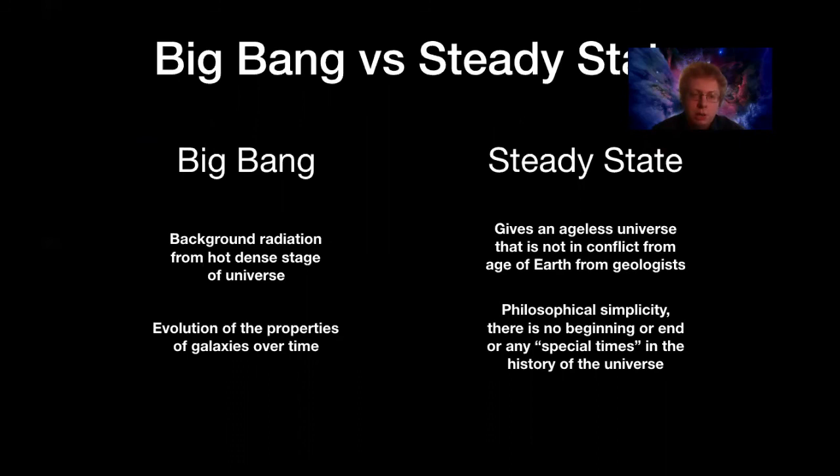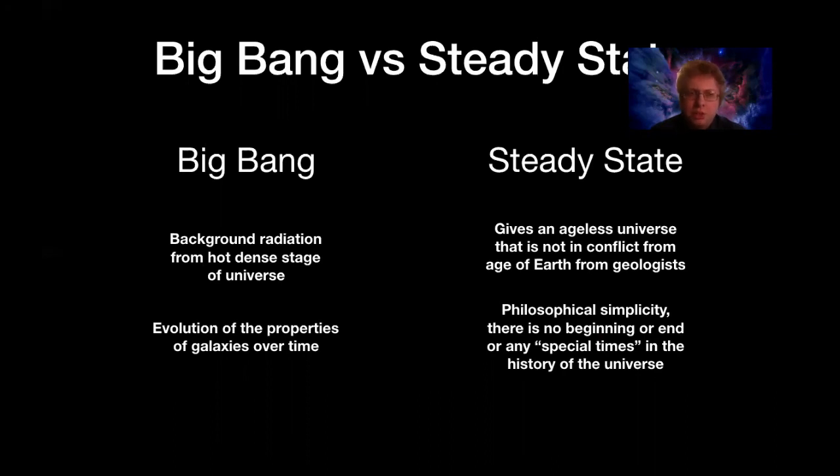The Big Bang model also explains and predicts that the properties of galaxies should evolve over time, because the universe is young. So we should see changes in the behavior of galaxies the same way that we see changes in the behavior of a person as they grow from being a toddler to a teenager to an adult. On the other hand, the steady state model has philosophical simplicity. It avoids a lot of tricky problems and tricky questions, and it's attractive for that reason. And it still has this ace in the hole that it gives an ageless universe that doesn't conflict with the age of the Earth from geologists.